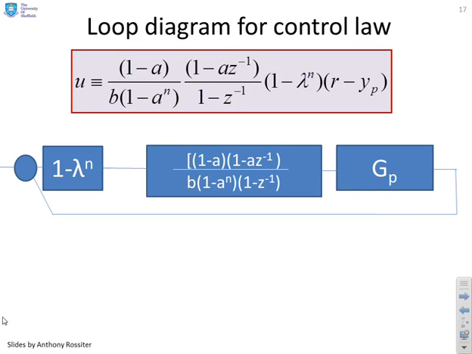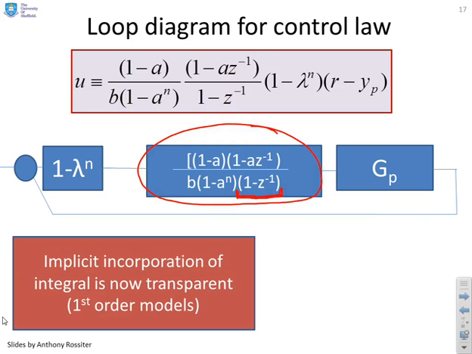So if I rewrite my control law following this algebra, here it is, and what do you notice? There's my effective control law with the internal model embedded, and here is my integrator. It's actually explicit, and so the integrator comes out as a combination of this inner loop with the independent model. So the implicit incorporation of integral is now transparent.